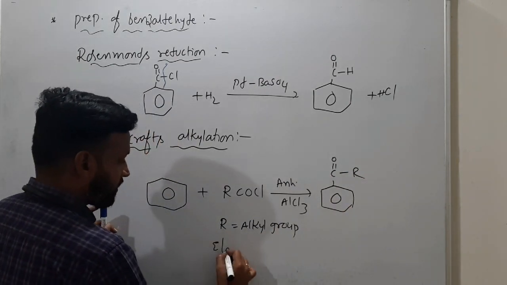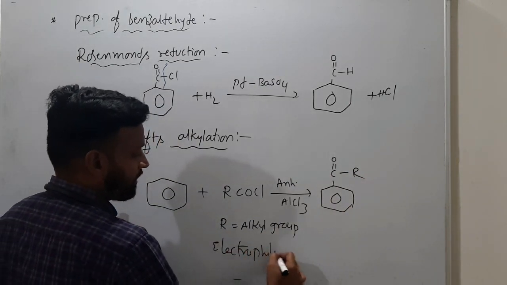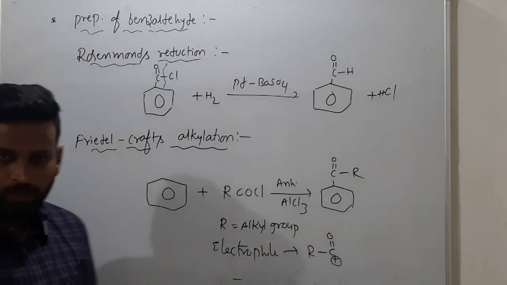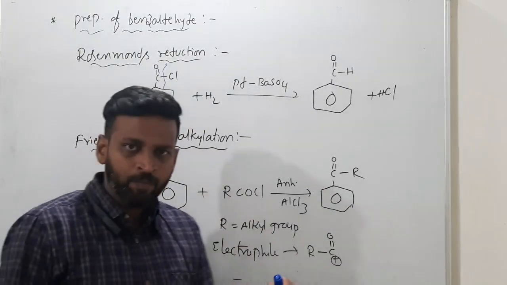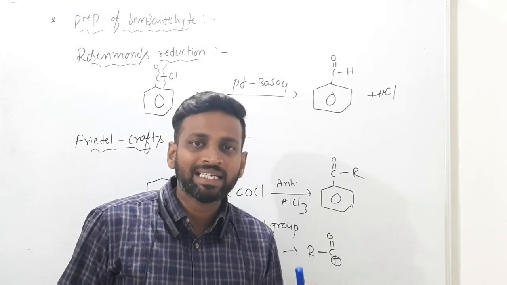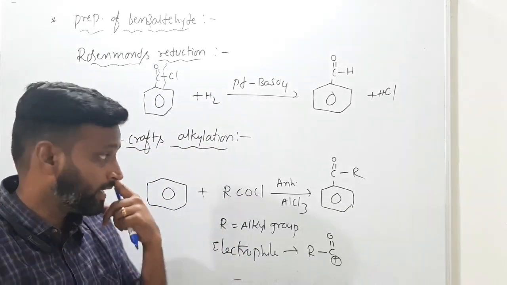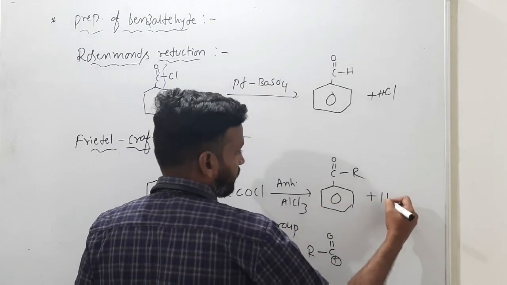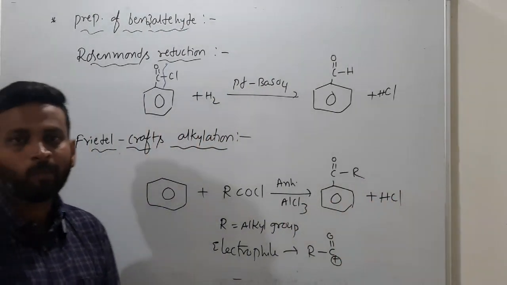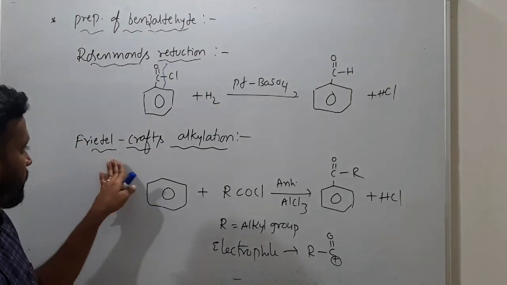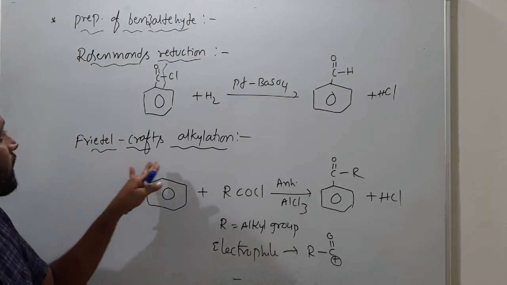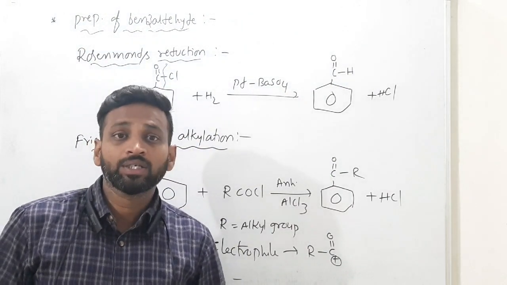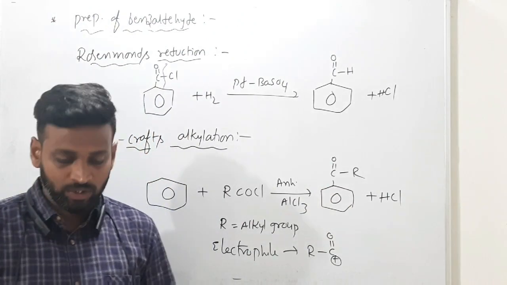Who is the electrophile here? RCO plus is the electrophile. I hope you remember that in alkylation the electrophile is R plus. But here it is RCO plus, that's it, and along with that HCl will come out. So these are all very important; this is Friedel-Crafts acylation, and this is Rosenmund reduction. So the preparations of aldehydes and ketones are over.